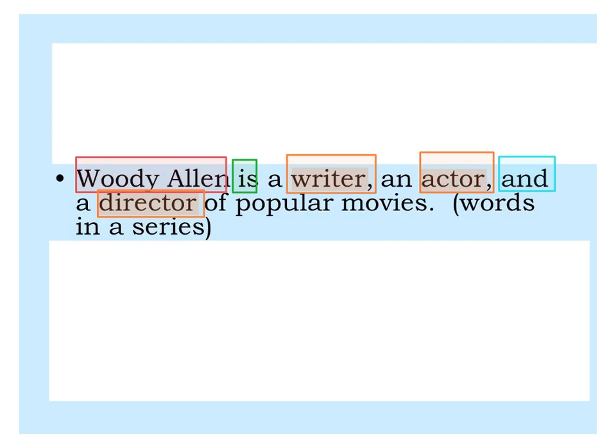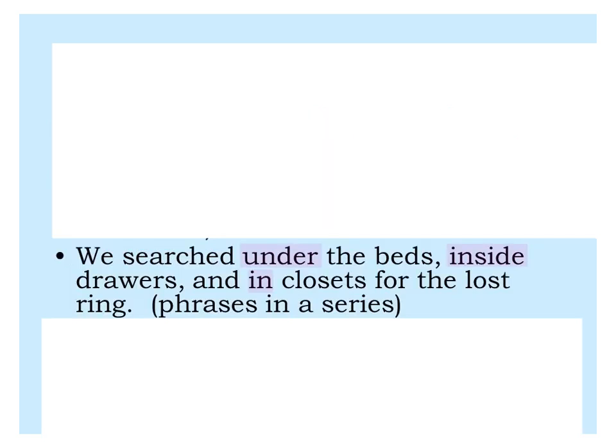Woody Allen is a writer, comma, an actor, comma, and a director of popular movies. This is showing an example of how we have words in a series, a list of 3 words. 1, 2, and 3. Next, we are going to see how we can have a list of phrases. This will be an example of 3 prepositional phrases.